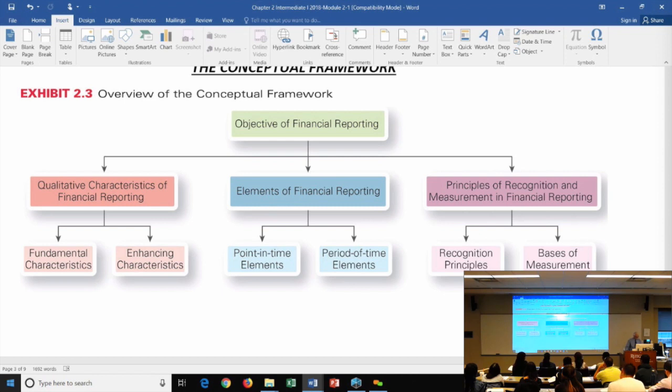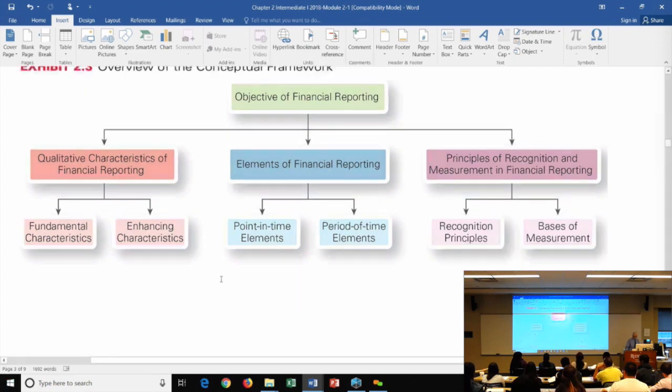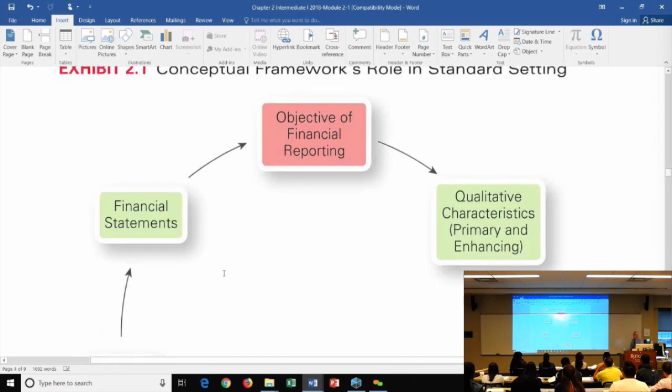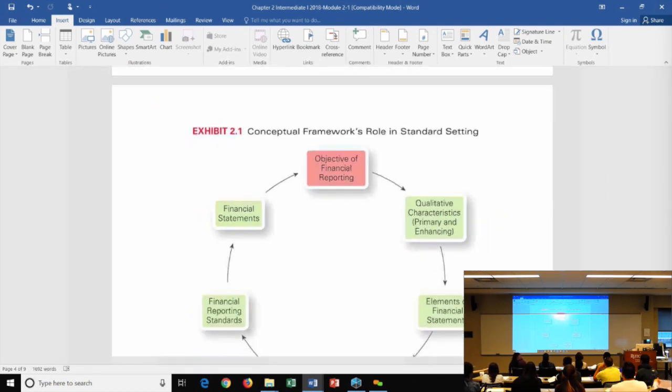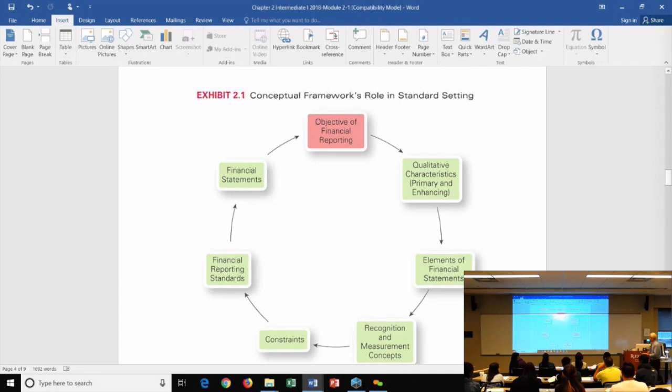So let's start with the actual framework and the way it is used to develop new standards or justify existing standards. So let me make this a little bit smaller so you can see it. So basically, if I'm going to develop a new standard, I have to start with whether or not the proposed standard meets the objectives of reporting. And then as I'm developing the standard, I have to think about whether it has the characteristics that make information useful. I have to determine whether it affects the assets, liabilities, and whether it meets the proper definitions of assets, liabilities, equities, revenues, and expenses.